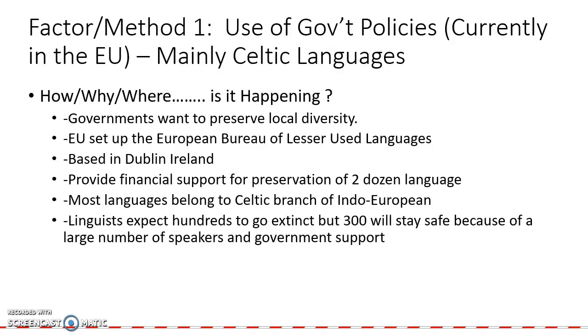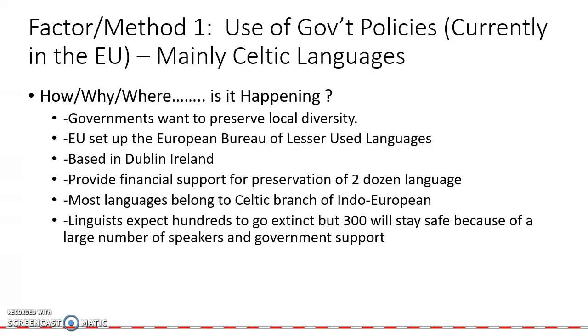Most languages belong to that Celtic branch of the early people there that would have been part of the Indo-European language family. And linguists expect hundreds to go extinct, but 300 will stay safe because of a large number of speakers and this government support.